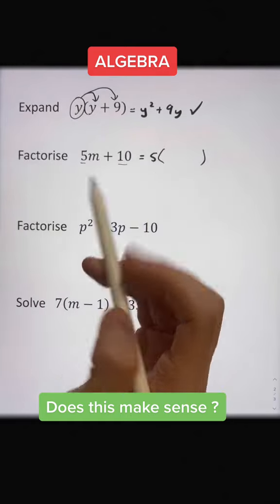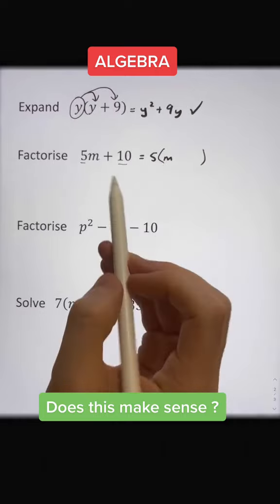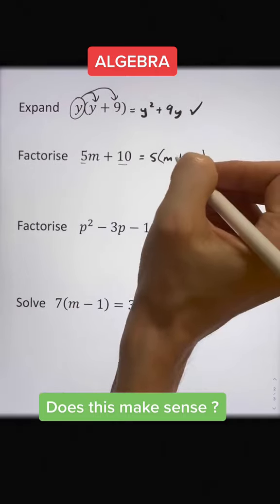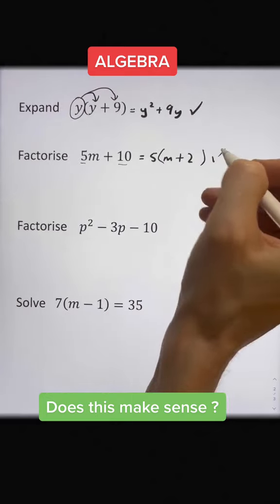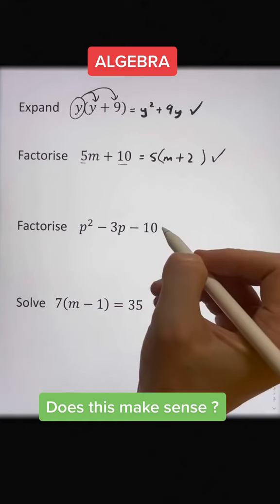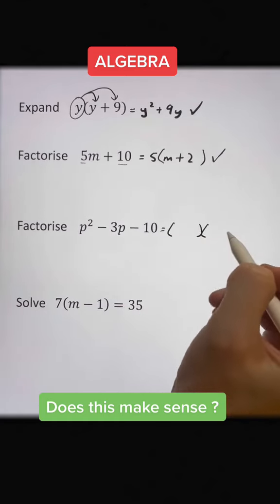What do I times 5 to get back to 5m when I'm missing m? The sign in the single bracket will always be the same, in this case plus. What do I times 5 to get back to 10? Therefore, I'm missing 2. When factorising three terms, we know it's going to factorise into what we call double brackets.